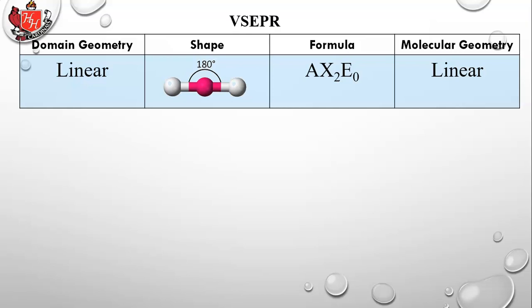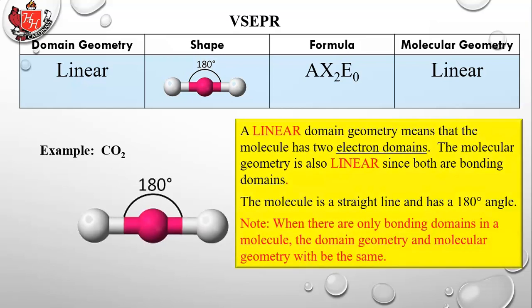Again, you'll see what I mean by that when we get to some more examples. Okay, so a linear domain geometry means that the molecule has 2 electron domains. The molecular geometry is also linear since both are bonding electrons. The molecule is a straight line and has a 180-degree angle.